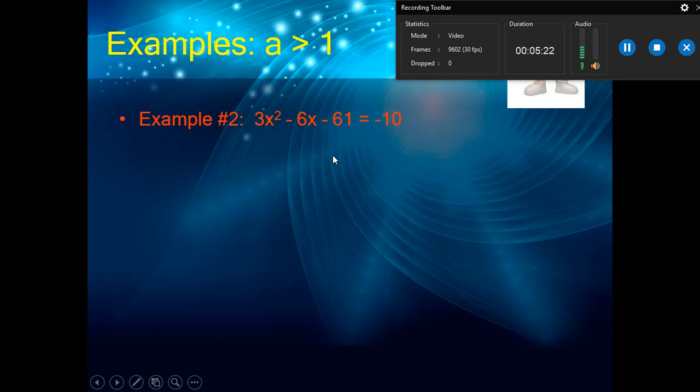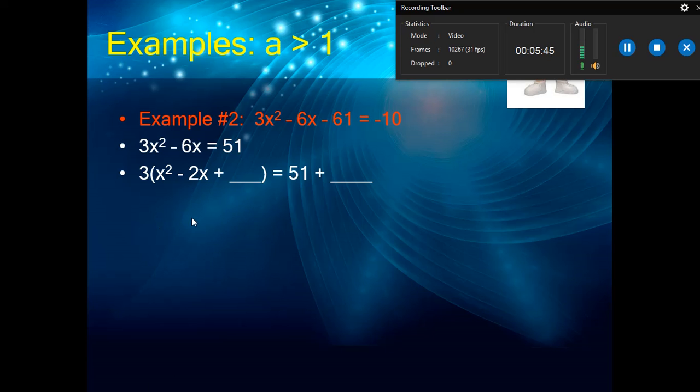In example 2, I'm going to go ahead and add 61 to the right-hand side. And now I'm going to remove the greatest common factor from the 3x squared and the -6x. So there's the 3. I'm going to complete the square. Half of -2 will be -1. And when I square it, I'll fill in on the left with +1. But remember, we have to multiply 3 times 1 to fill in the right-hand side.